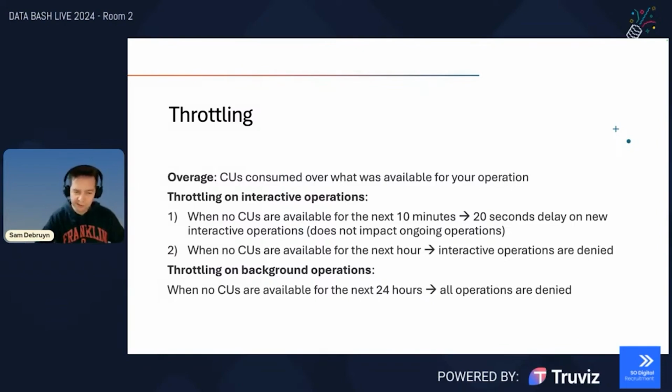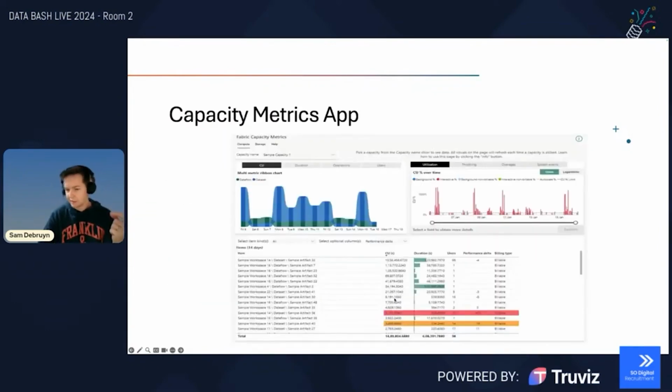If there are no capacity in seconds available for the next hour, then everything interactive will be denied. And if you consumed everything for the next 24 hours, then all operations are denied. So throttling might impact you. And as you understand now as well, maybe one user might consume your entire capacity.